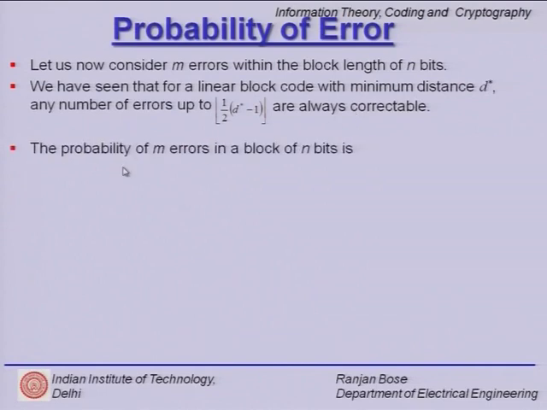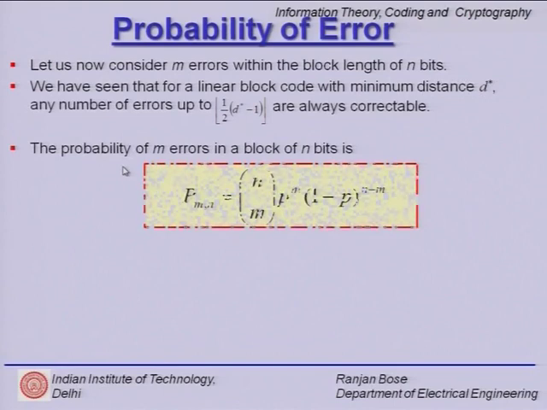Then the probability of m errors in a block of n bits is given by n choose m, because m errors are there. This is the probability of making one error, so we have p raised to m, and at the same time the n minus m symbols must not be in error. The probability of not being an error is 1 minus p, so you have (1 minus p) raised to n minus m. This is the probability P(m, n), which means the probability of making m errors out of the n possible symbols.